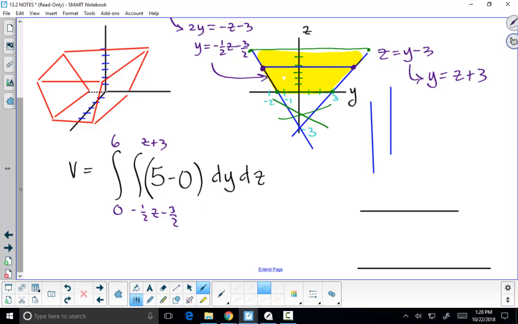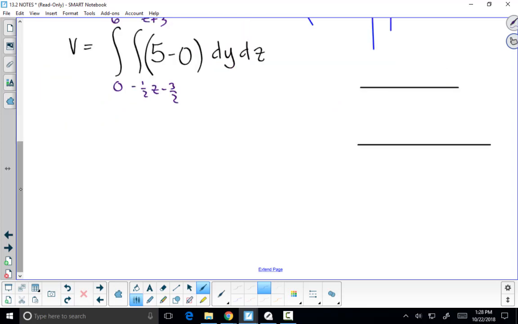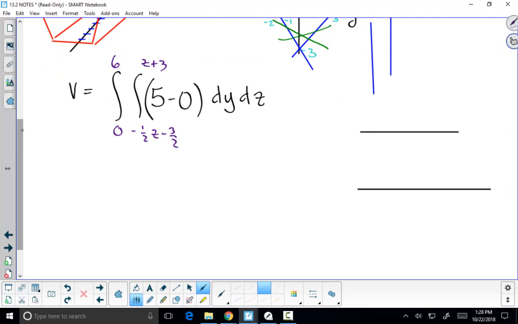We also could have done the other option. That's very easy to integrate. The 5 comes out as a constant. We integrate dy to get y, so we do this minus this. So that won't be too crazy.